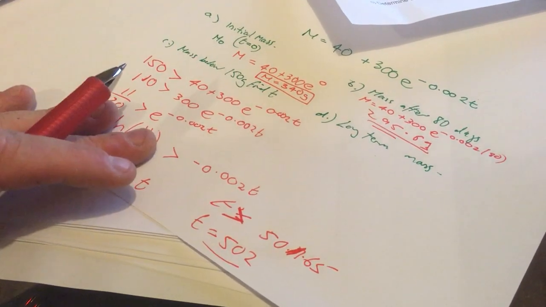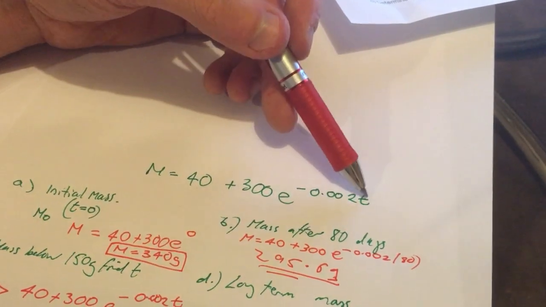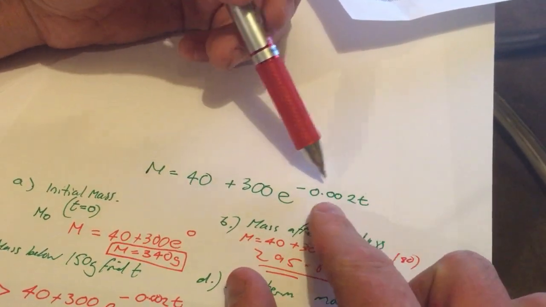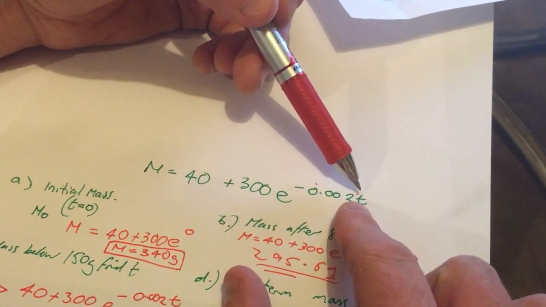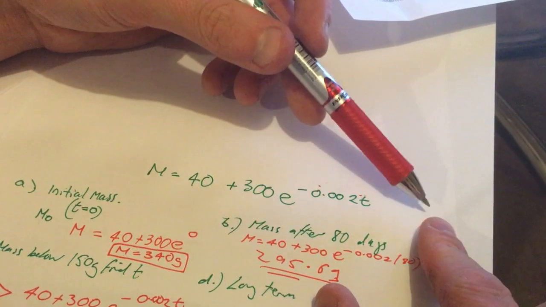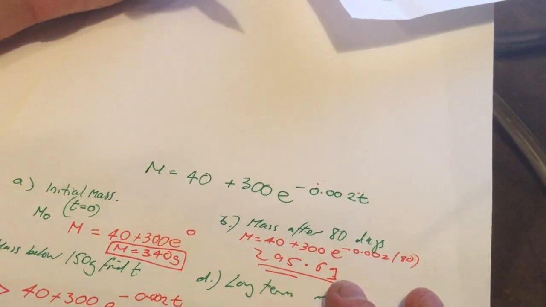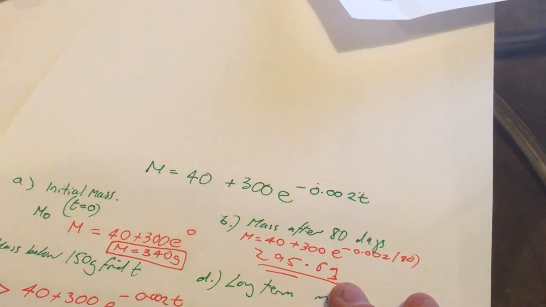Cool, last bit was the long-term mass of the substance. So here's our equation. Long-term, we can imagine putting a big number in for t here. Now, I've said to some of you, put in a big number for t. The problem here is we've got a very small number before t, so unless you put in a really big number for t, it doesn't have the same effect. So we can put in t as 1,000, that might do the job.